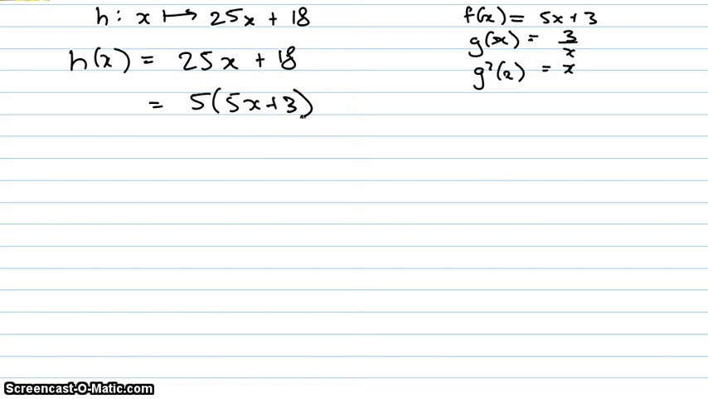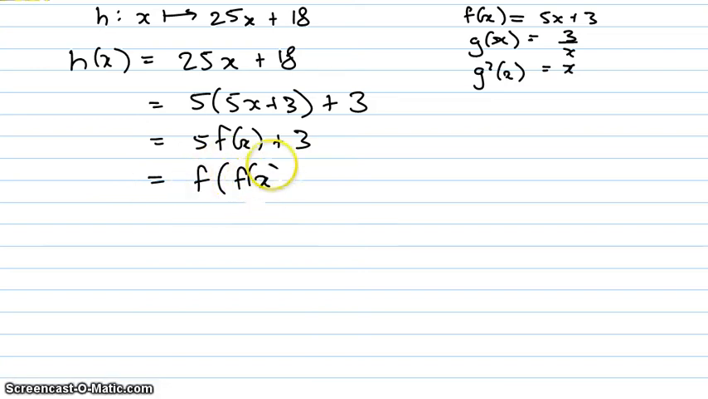So I'm trying to make the f of x match the number of x's. If I have 5 times 5x plus 3, that would only give me 15 as my constant, so I need to add another 3 on. So this is 5 times f of x plus 3. But you notice that this is actually f of x as well: 5 times something plus 3 is f of x. So this is actually f on f of x, or f squared of x. That's one way of doing this.